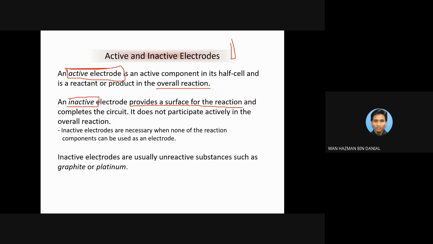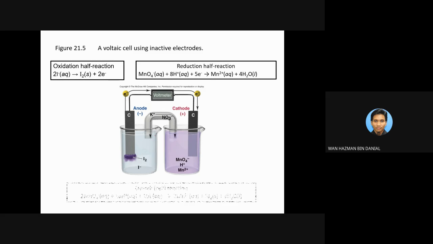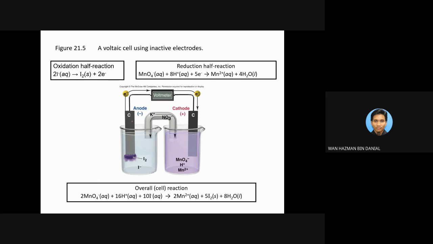Alright, so inactive electrodes such as graphite or platinum. Okay, so this is the example of a voltaic cell using inactive electrodes. Okay, we use graphite here. Cuma yang participate adalah electrolyte lah. For example, in this case adalah iodide ion ni. Okay, kat sini kita ada manganese. Okay, dia hanya provide surface saja.